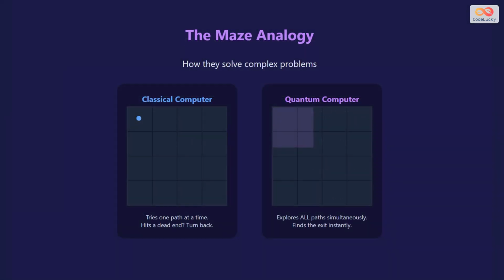Think of solving a maze. A classical computer is like a person walking through the maze. They hit a wall, turn back, and try a new path. It takes time. A quantum computer is like filling the maze with water. It explores every single path simultaneously and finds the exit almost instantly.